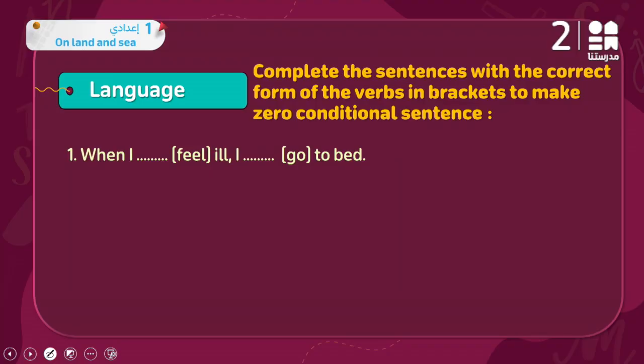Complete the sentences with the correct form of the verbs in brackets to make zero conditional sentence. عشان نستخدم conditional sentence in the zero type. When I، هنا عندي ال verb feel I وعندي ال verb go to bed. يبقى if I want to complete this sentence I'll complete it with the present simple form of the two verbs. هستخدم ال present simple. يبقى هتبقى when I feel I go to bed. Got it? تمام.